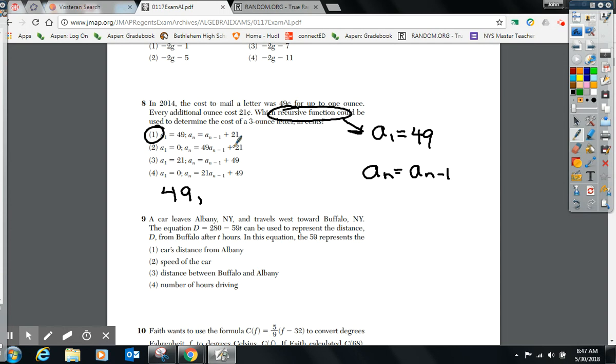That would give me 70. And then add it again, I'd get 91. So I'm trying to find out the pattern, which is add 21, right? So what do I do to the previous term to get to the next term? Add. So next term, you remember this previous term, add 21. Okay? And hopefully there's one that both of them are there. Good scenario. Any others?